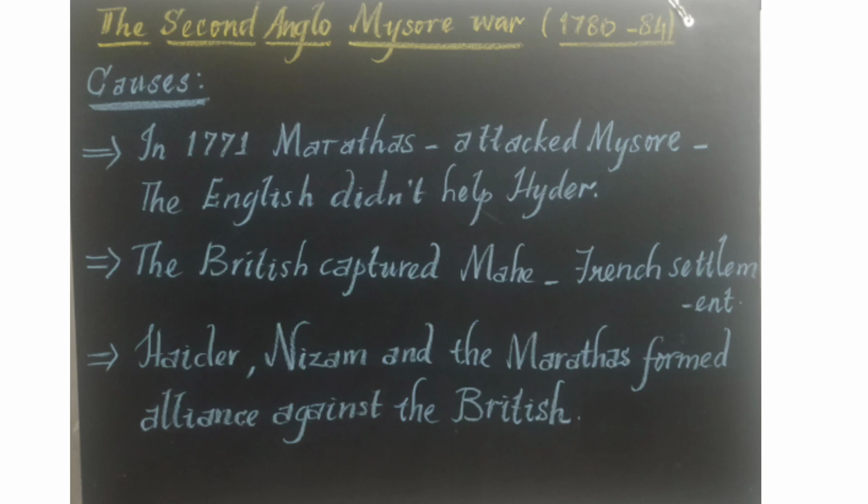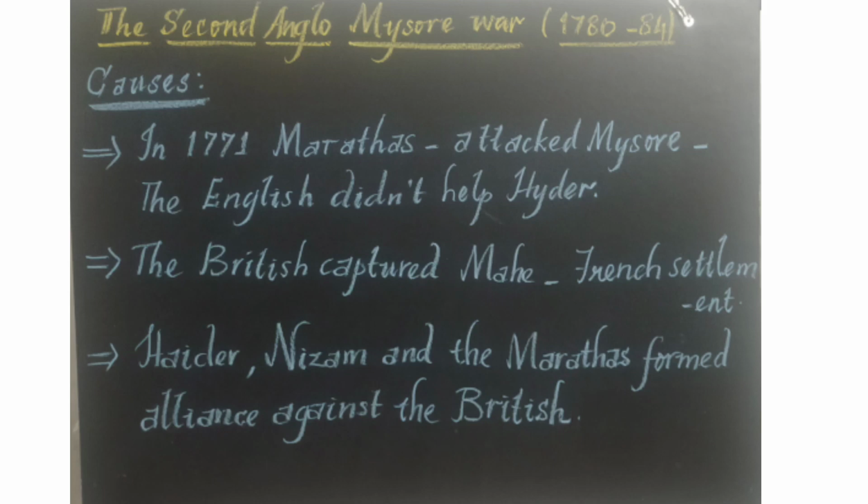Because in 1771, the Marathas tried to attack Mysore. Hyder Ali sought the help of the British, but the English did not help Hyder Ali. That was the main reason for the Second Anglo-Mysore War. What was the main reason? The English did not fulfill the terms of the Treaty of Madras, which was signed in 1769.